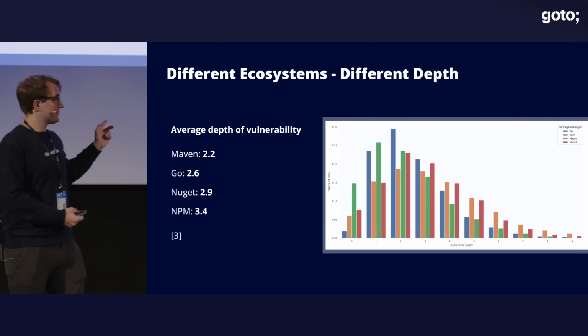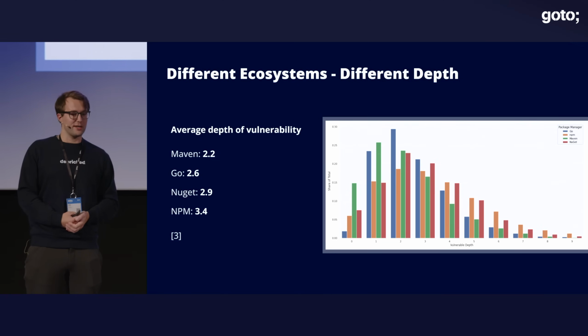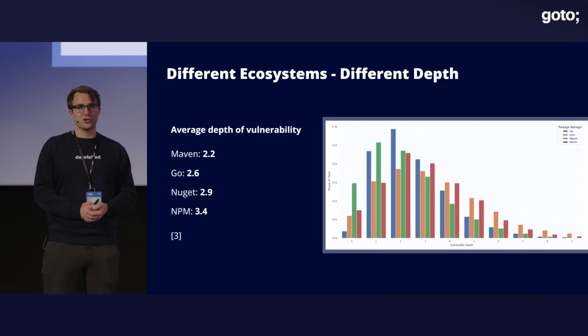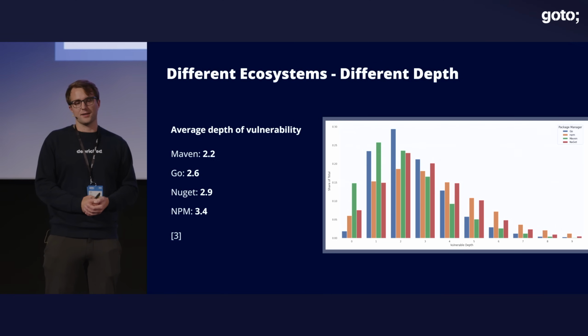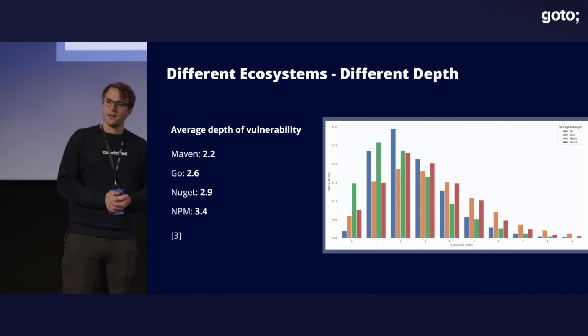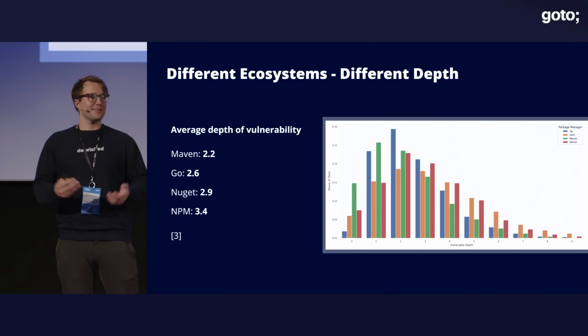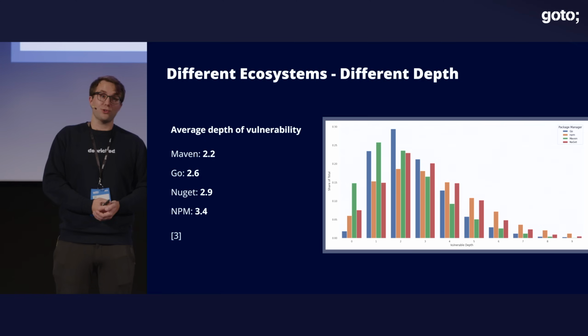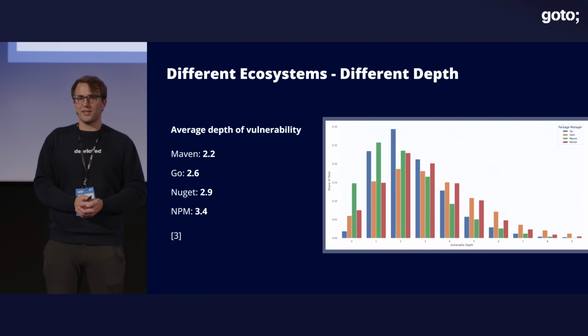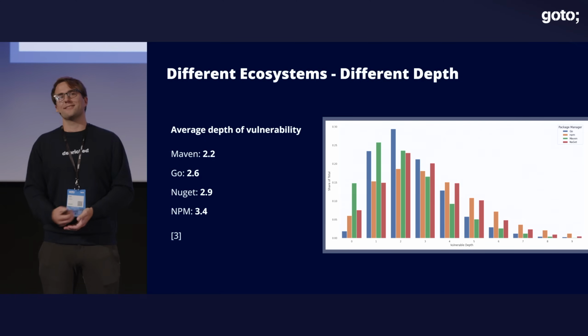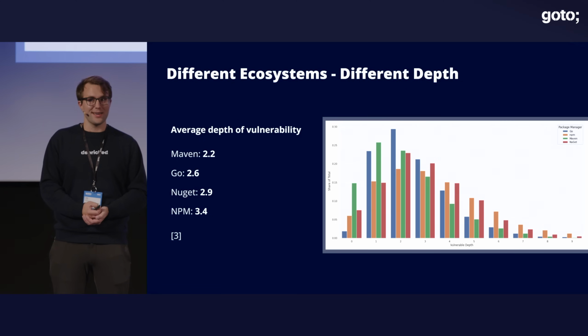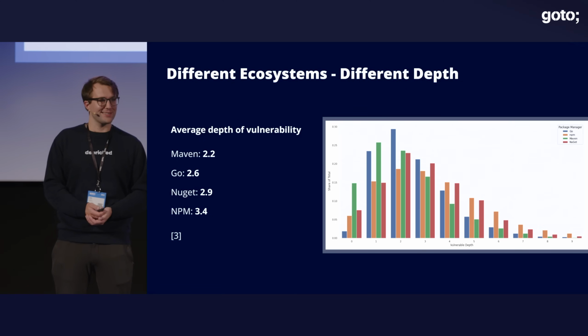Whereas in NPM, the JavaScript package manager, we have much deeper vulnerabilities on average. And from analyzing this and playing around with the data, it's not uncommon to see a vulnerable depth of about 40 down the dependency tree for NPM. So that's quite interesting.